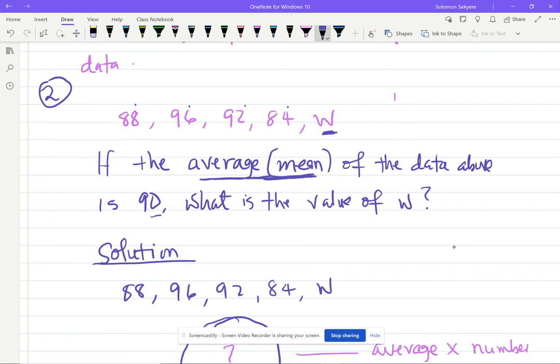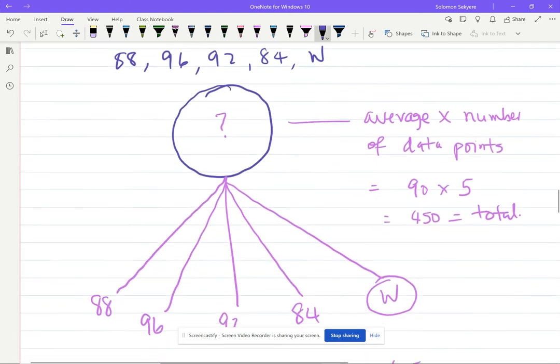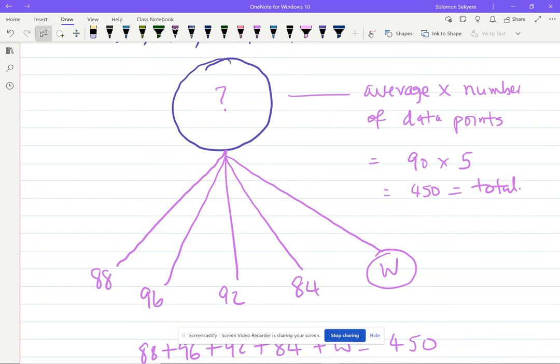1, 2, 3, 4, 5. If I multiply 5 by 450, it gives me the total. So as you see here, I don't have the total. It's not given, but I can figure it out. It's the average times 1, 2, 3, 4, 5. So what goes in the head here is 450.